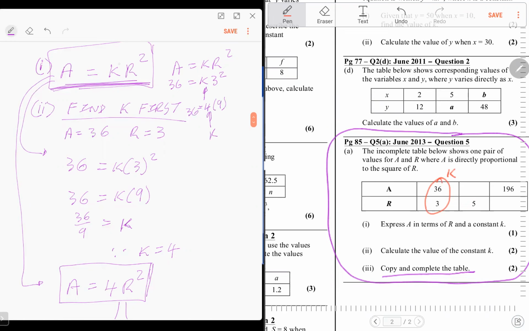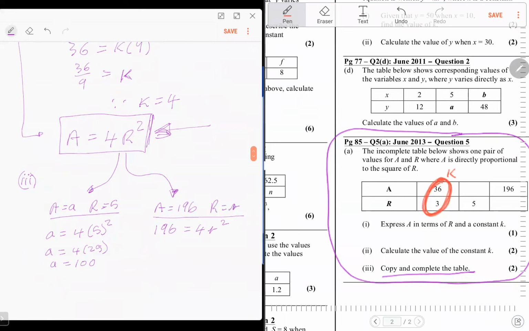Now that you know that the K is 4, you put the 4 right there for the K. That's how we get this. The K is a constant, it's not going to change. So once you use this known pair to find the K, that K will never change again. It is called a constant. The A is changing and the R is changing. The K is a constant. So because you know the K, you can now write this formula that we have right here.